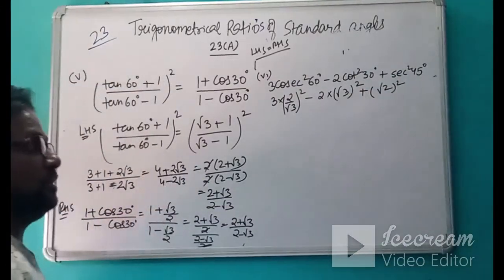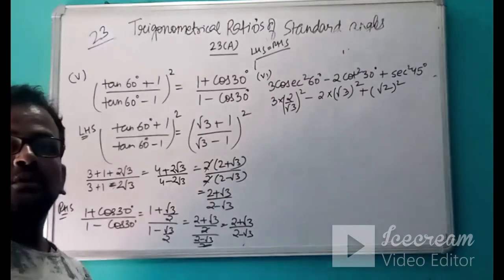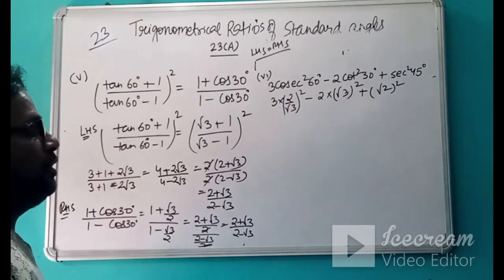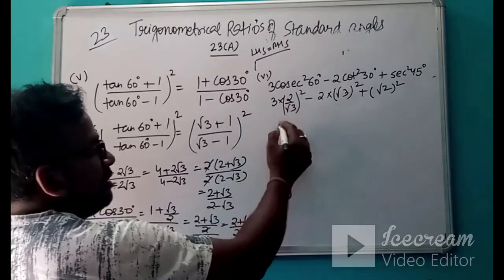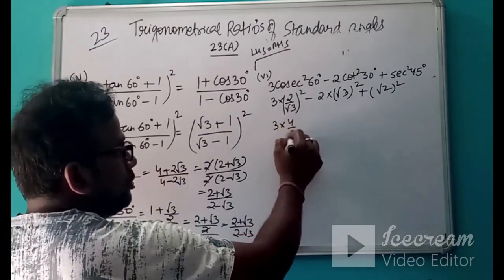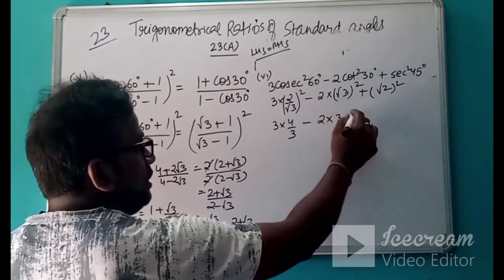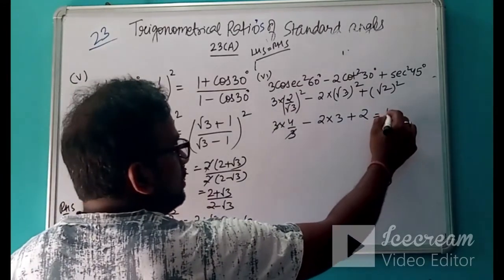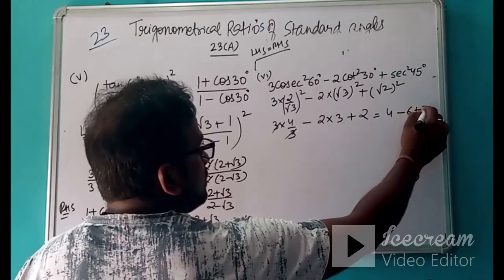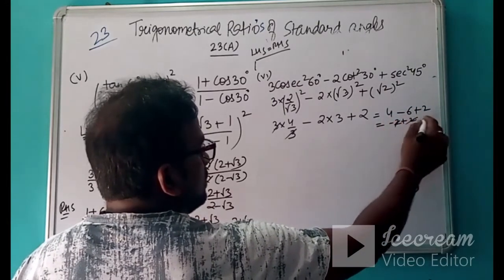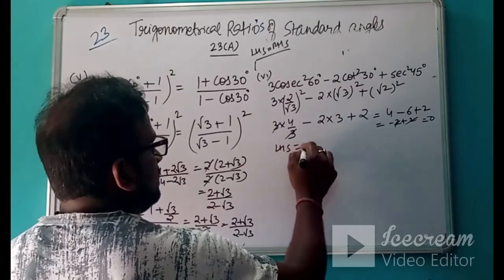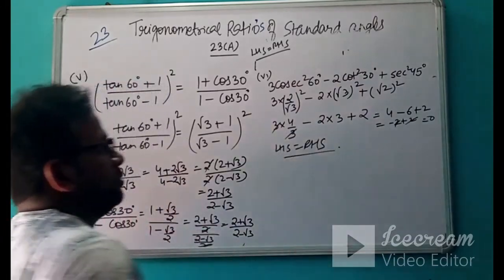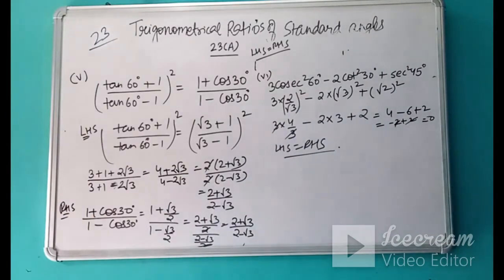So you can see in these questions, in order to solve this question, I need to memorize the values of these trigonometric angles. That is 3 into 4 upon 3 minus 2 into 3 plus 2. So 3 and 3 cancel. What you will get? 4 minus 6 plus 2, that is minus 2 plus 2 equals 0. Again, I can say that LHS equals RHS, hence proved. So these types of questions you can solve by using the values of standard trigonometric angles.